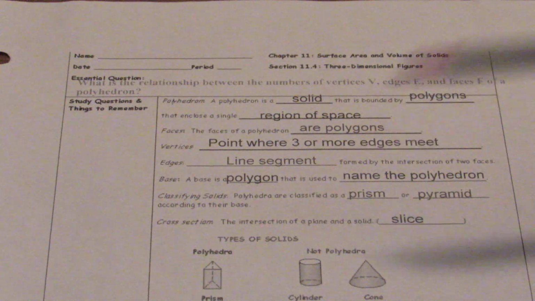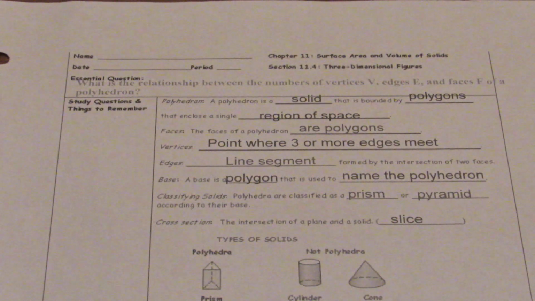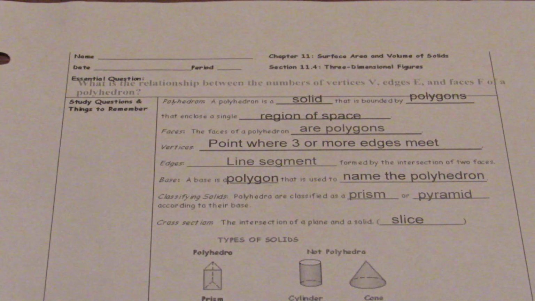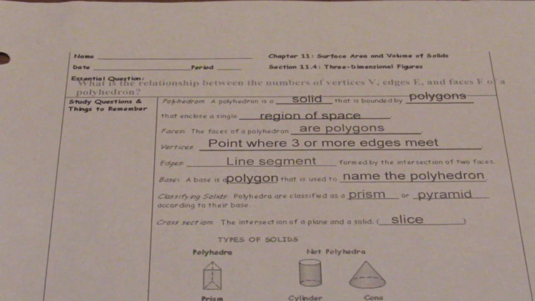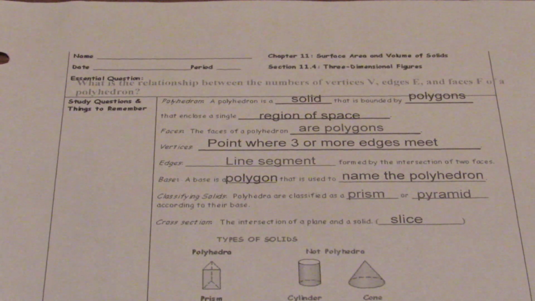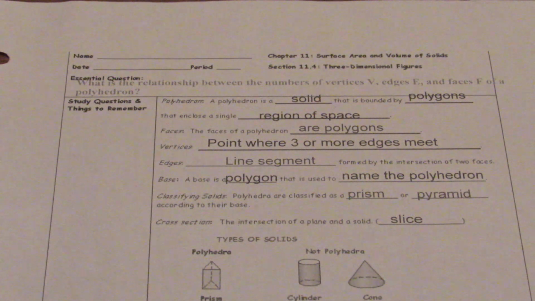Classifying solids, polyhedrons are classified as either prisms or pyramids, according to their base and their sides. Prisms will mainly be made up of parallelograms. Pyramids will mainly be made up of triangles. Cross section is the intersection of a plane and a solid. So you're slicing your thing and looking at that slice. That is a cross section.